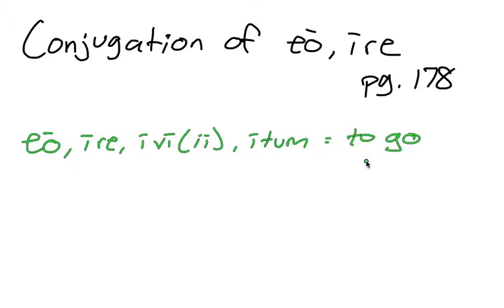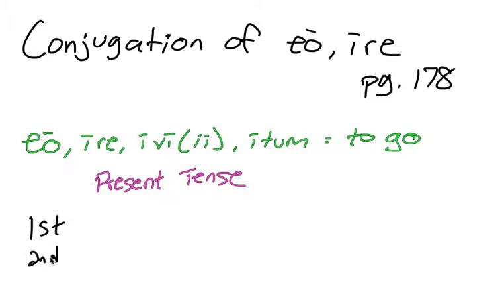Eo is an irregular verb, but I think once we conjugate it all the way through, you'll see that it's not really that irregular. Okay, it is irregular in the present. And so let's go through the present. Okay, present tense. Also, eo only has active forms, cannot be made passive. Okay, so we have first, second, and third person, and up top here singular and plural.